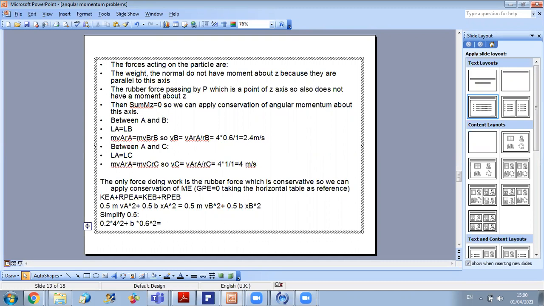From the other side we have 0.2 times VB squared. VB is 2.4, plus B, which is unknown, times XB is 1, so times 1 squared. Okay, now the only unknown in this equation is B. Pay attention, here I put 1 squared, meaning times 1. So since the only unknown is B, I can get the value of B from this equation.